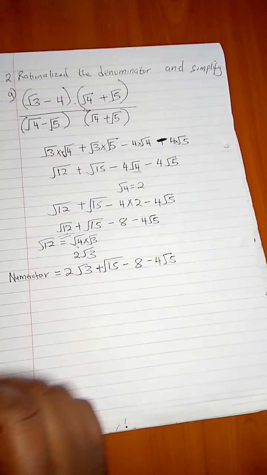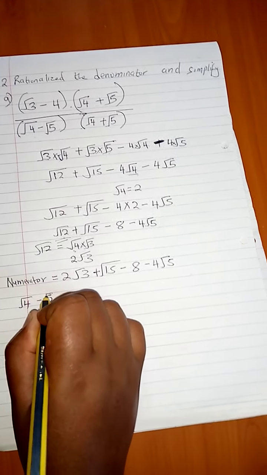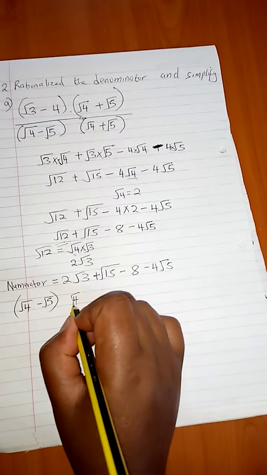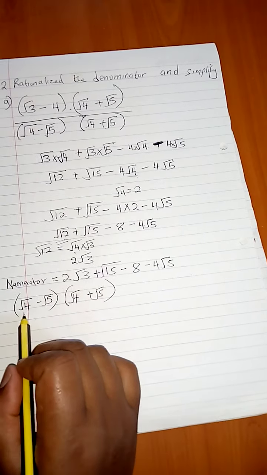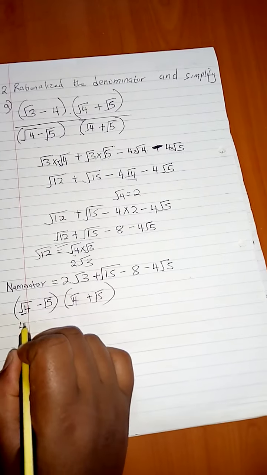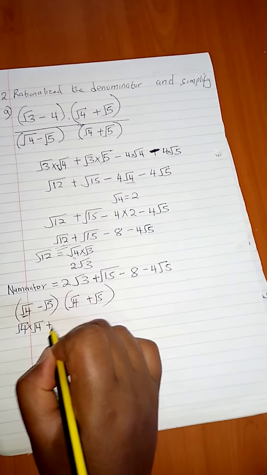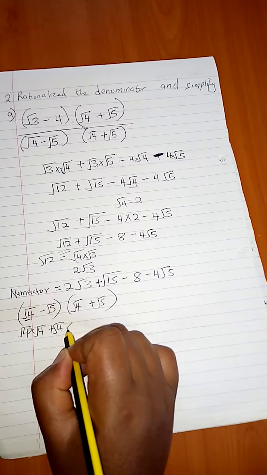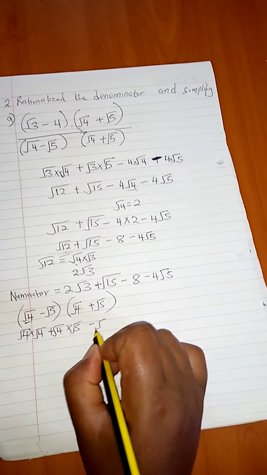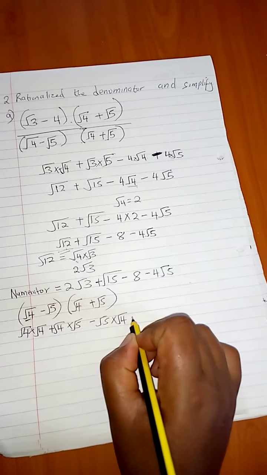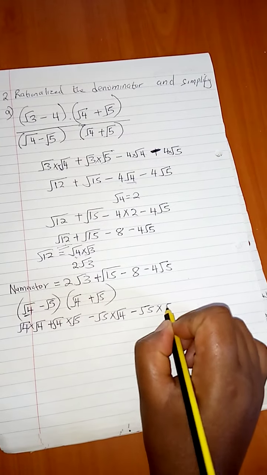Let's get the denominator. For the denominator, we have root 4 minus root 5 times root 4 plus root 5. So let's open the bracket. Take the first value and multiply by the second. So root 4 times root 4, plus root 4 times root 5, minus root 5 times root 4, plus minus root 5 times root 5.